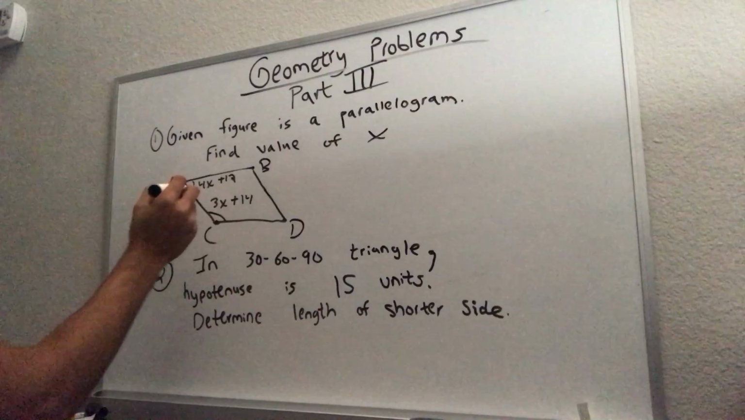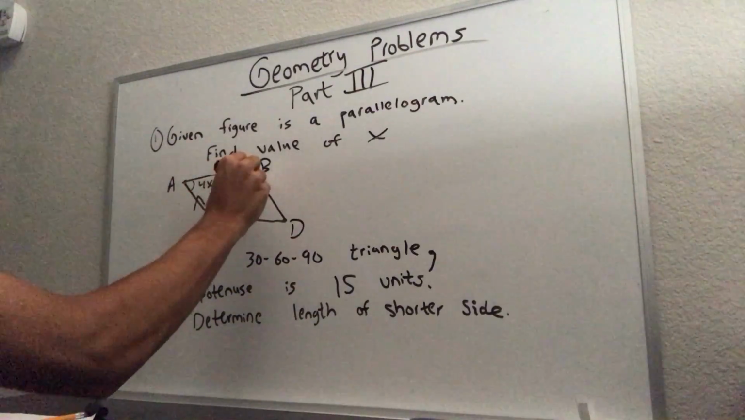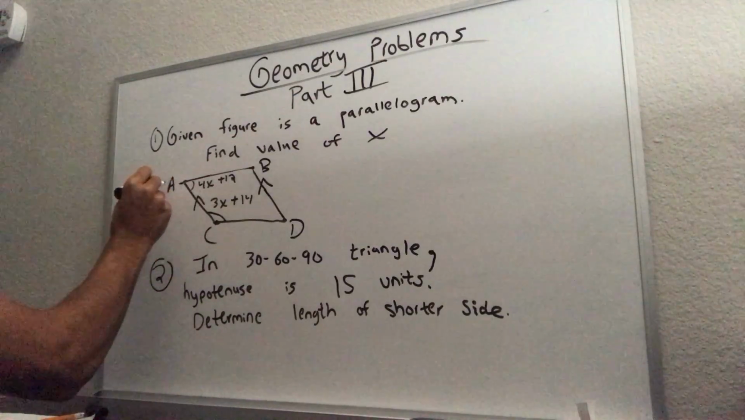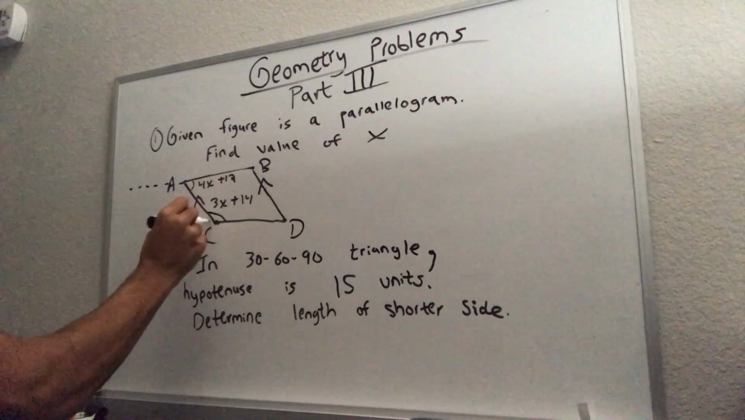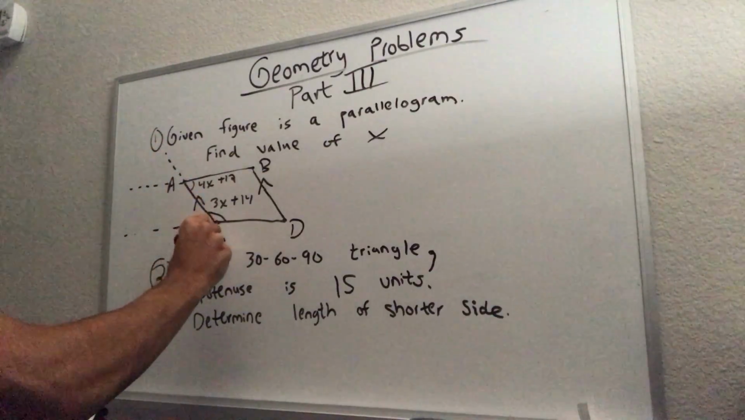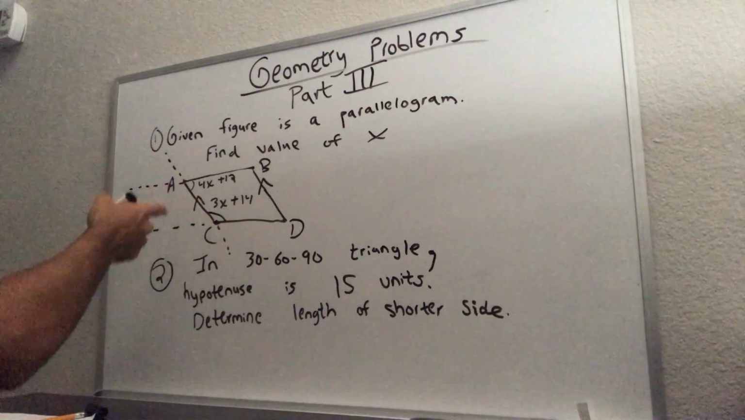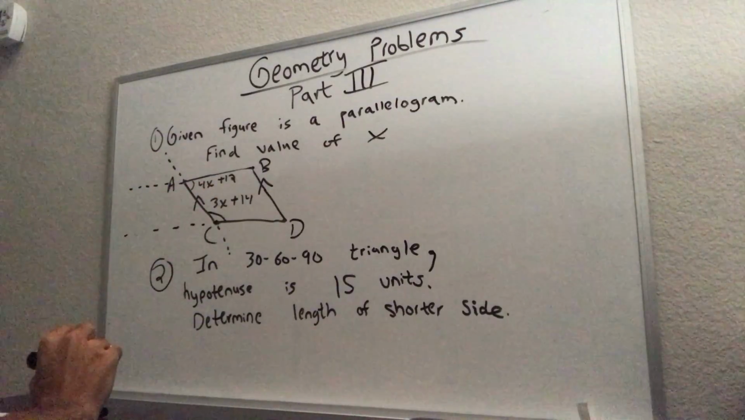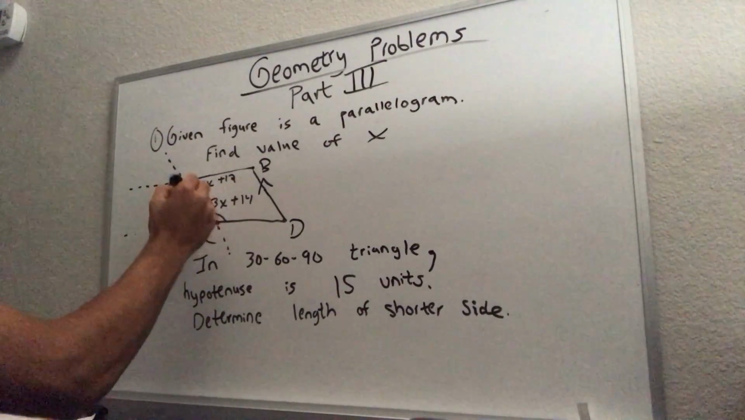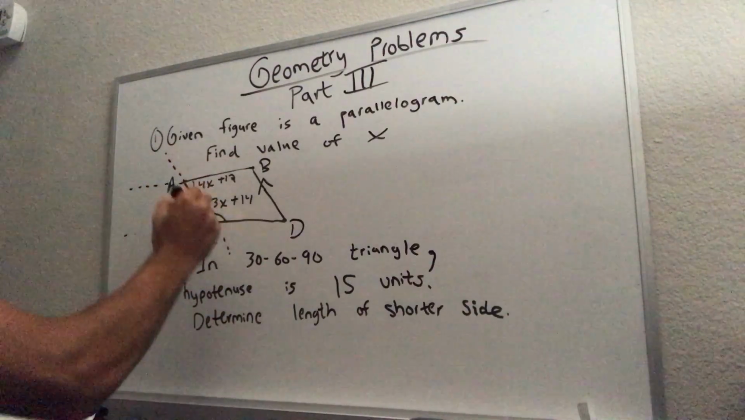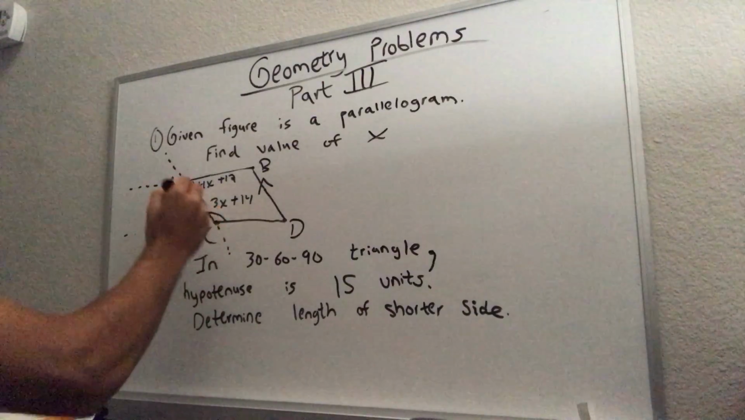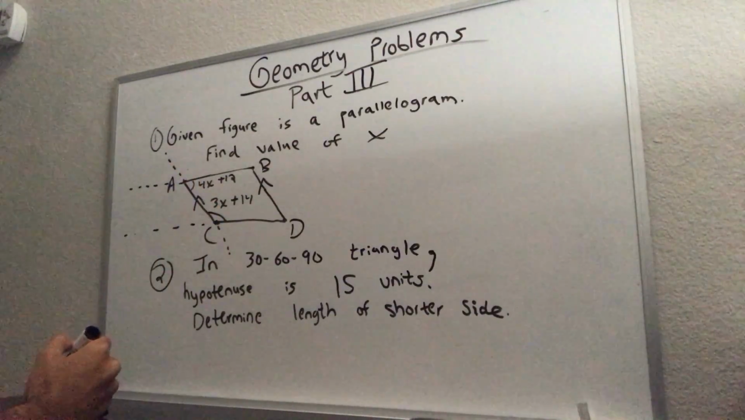Think about it. If you have a parallelogram, you have two opposite sides that are parallel. You extend this here. You extend this here. And then you extend this line here. It really creates a transversal being cut by two parallel lines. So we know that this and this are alternate interior angles. This and this are alternate exterior angles. This and this are corresponding angles, which are obviously congruent.